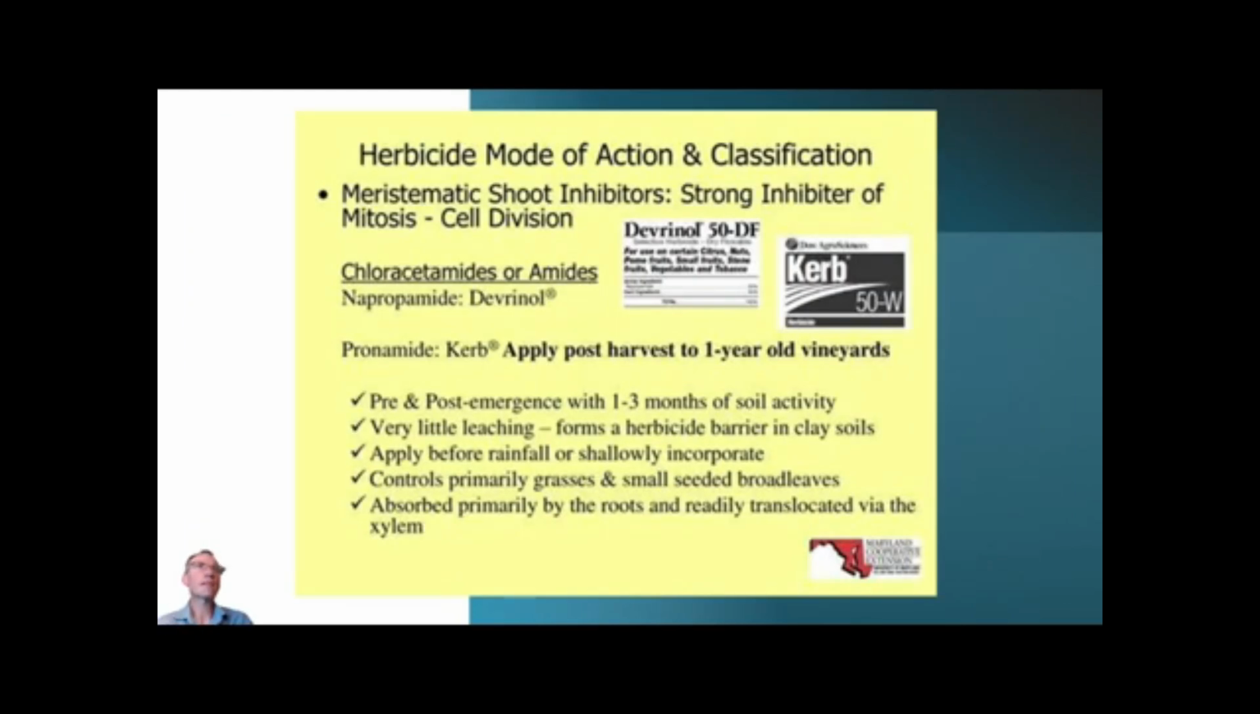Herbicide mode of action and classification. Meristematic shoot inhibitors, strong inhibitors of mitosis, cell division. Chloroacetamides or amides: napropamide, Devrinol. Pronamide, Kerb, apply post-harvest to 1-year-old vineyards. Pre and post-emergence with 1 to 3 months of soil activity, very little leaching, forms a herbicide barrier in clay soils. Apply before rainfall or shallowly incorporate. Controls primarily grasses and small-seeded broadleaves, absorbed primarily by roots and readily translocated via the xylem.